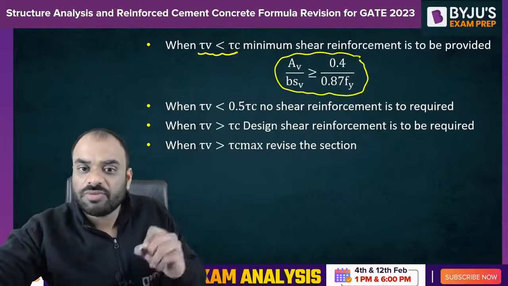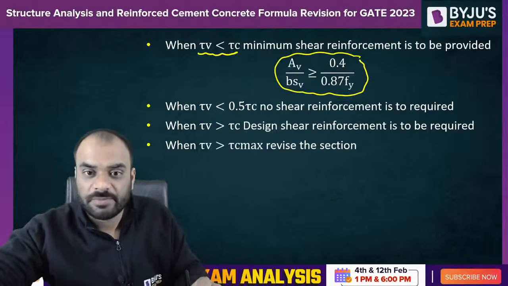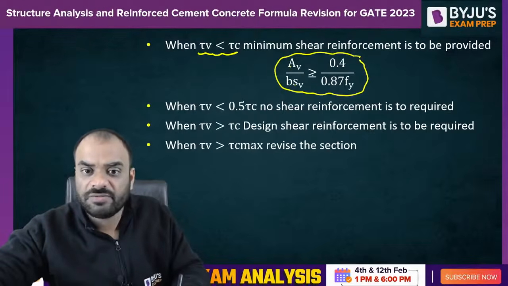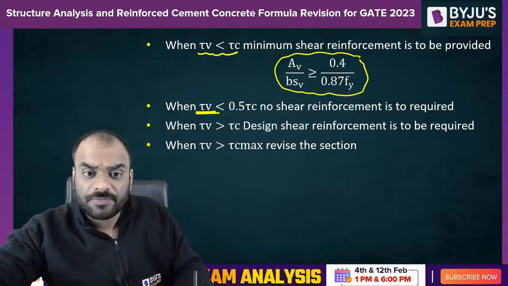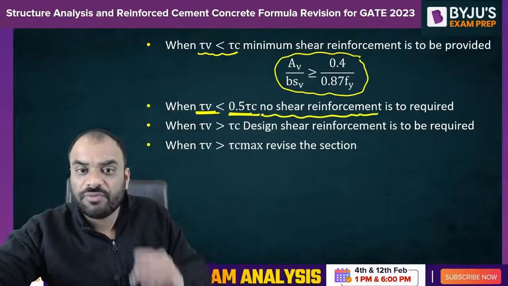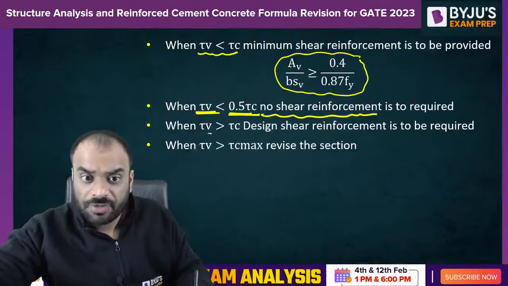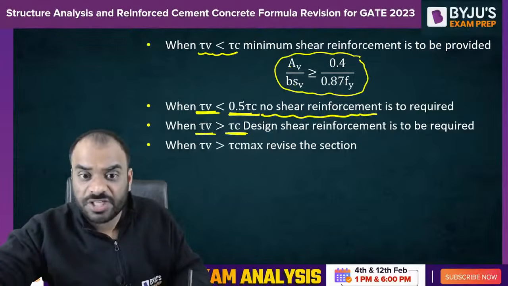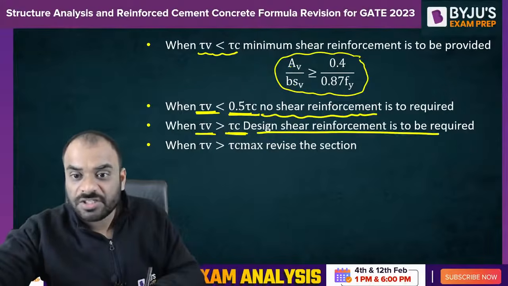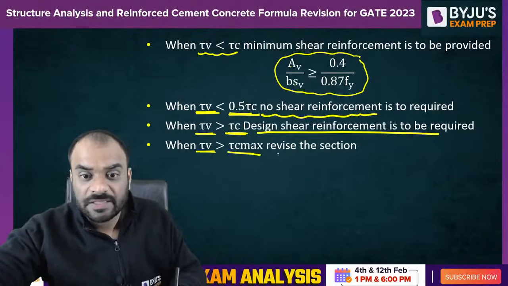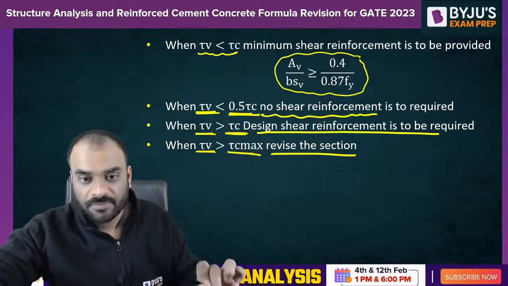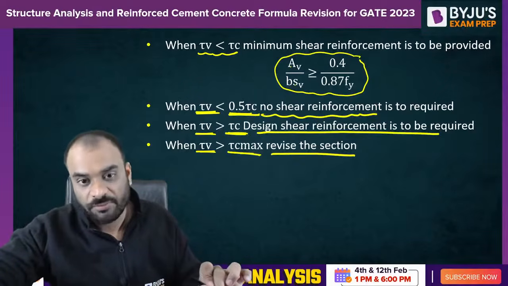Okay. Now guys, if tau is less than tau C, this is the formula by which you can calculate the minimum shear reinforcement or maximum permissible spacing. AV divided by BSV is greater than or equal to 0.4 divided by 0.87 Fy. If tau V is less than 0.5 times tau C, no shear reinforcement is required. If tau V is greater than tau C, then design the shear reinforcement. If tau V is greater than tau C max, revise the section. Please remember all these conditions, very important.